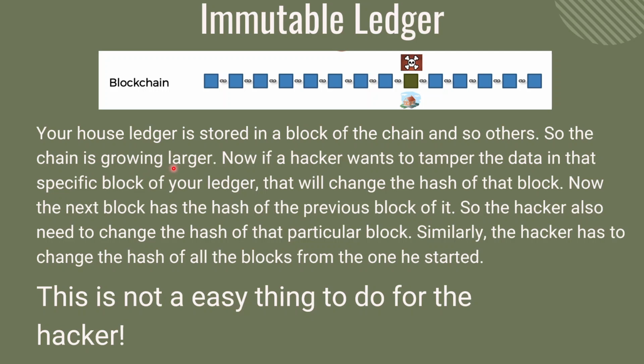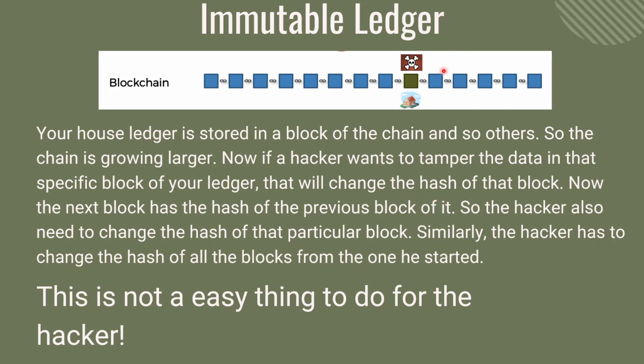Now let's think of it from a hacker's perspective. If a hacker wants to tamper with the data in that specific block of your ledger, the block in which you bought the house, the hacker has to change the hash of that block. So if a hacker wants to tamper with the data of your block, he needs to change the hash value of that block. Now the next block has the hash of the previous block in it.